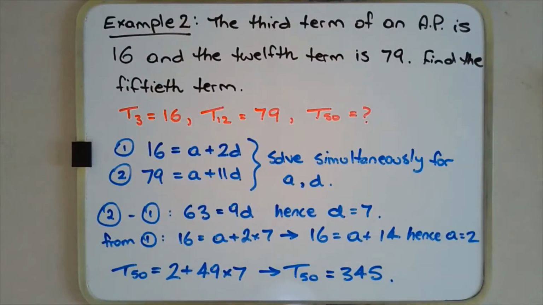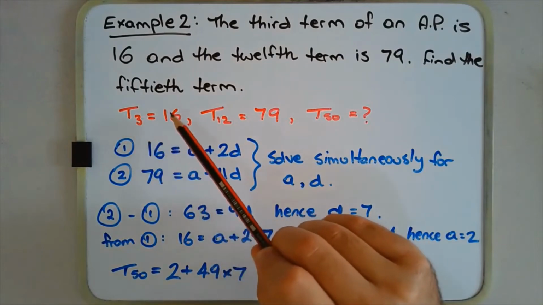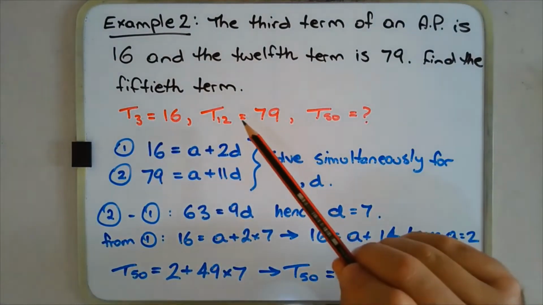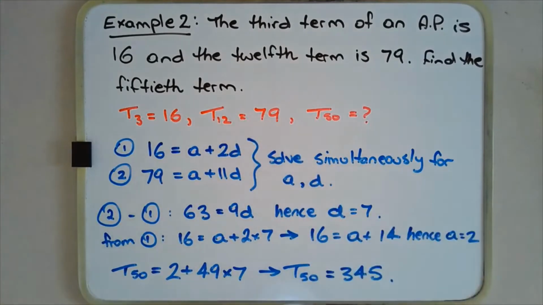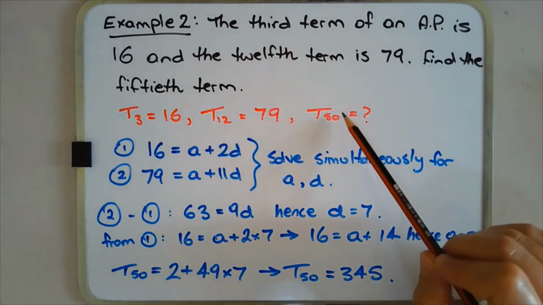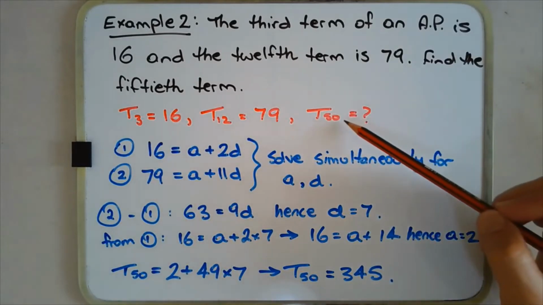Example 2. The third term of an arithmetic progression is 16 and the 12th term is 79. Find the 50th term. Let's write down what we know. We know that T3 is equal to 16. So when n equals 3, T3 is 16. We know that when n equals 12, T12 is equal to 79. So we want the value of T50, in other words, the value of the term when n equals 50.